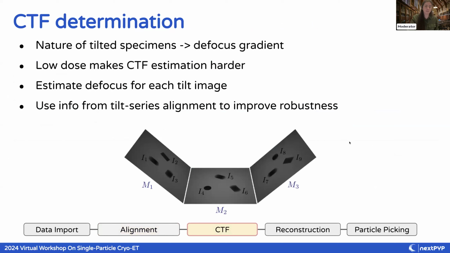After that, you would move on to your CTF determination tab in your pre-processing block. And CTF determination is a bit challenging in tomography. It's the nature of tilted specimens. There's a defocus gradient across the specimen. Additionally, the low dose makes CTF estimation harder, and you need to estimate your defocus on every tilt image in your series. So what we do is we use info from the tilt series alignment to help improve the robustness of this, and you can easily see the results of your CTF in your pre-processing block along with your alignment results and later reconstruction results.